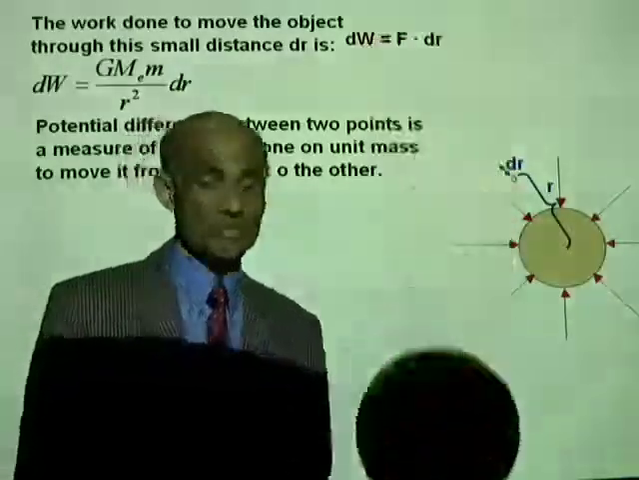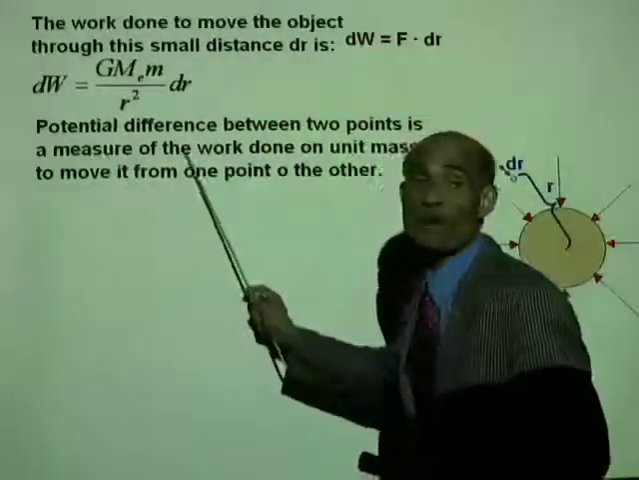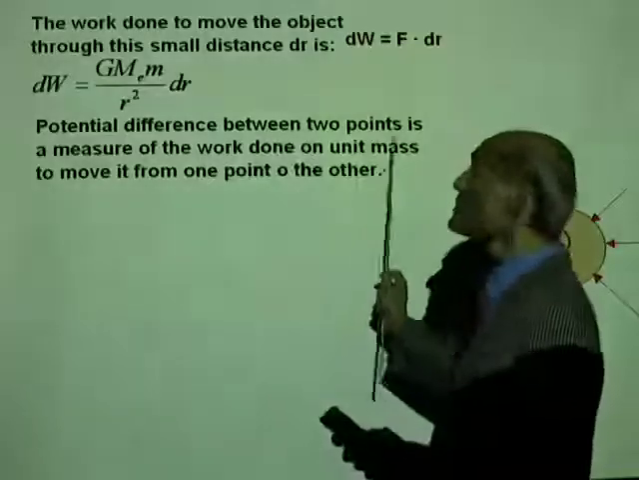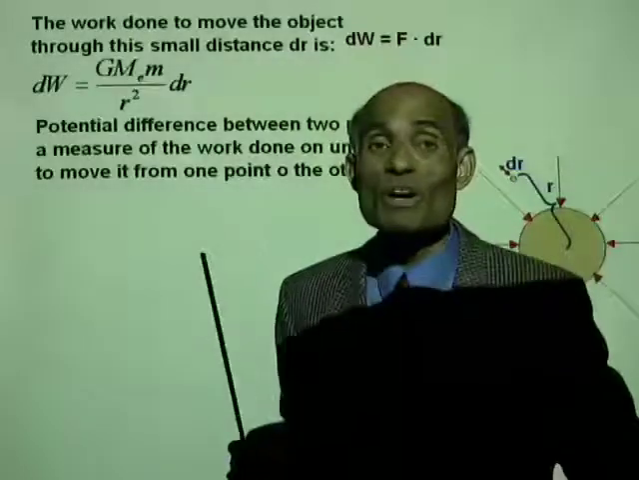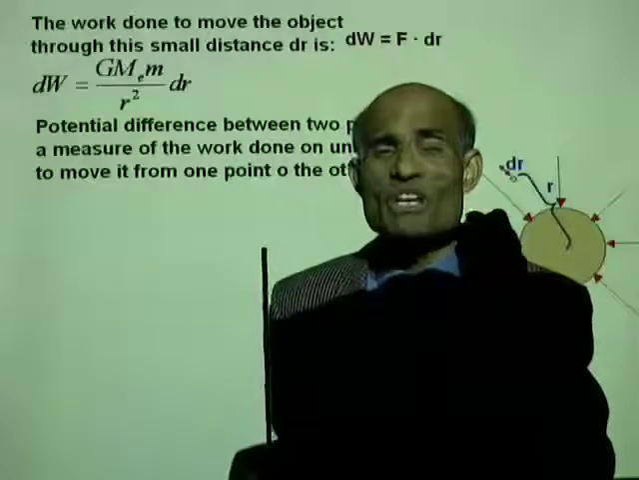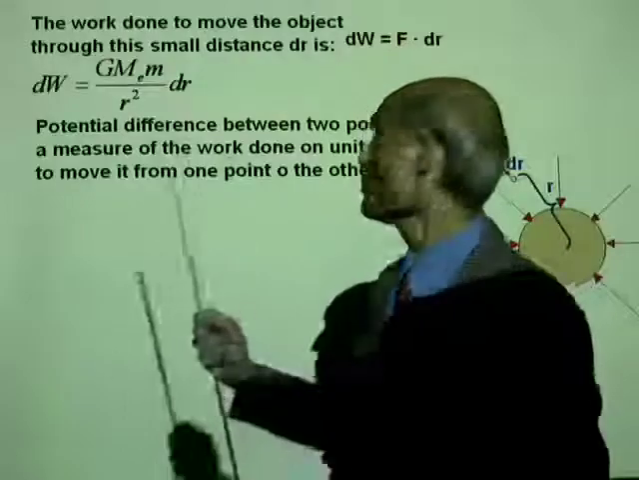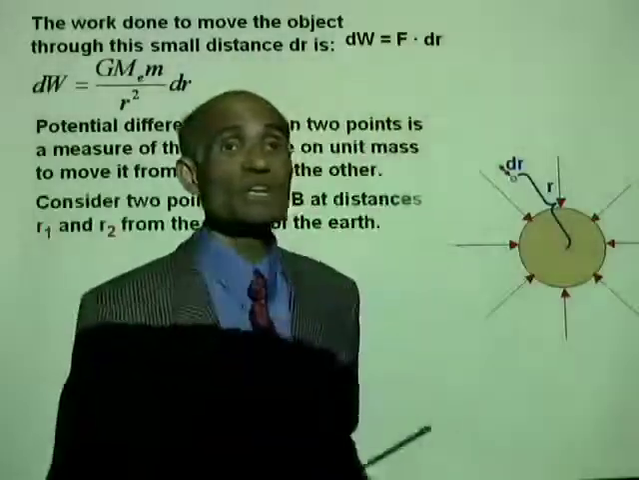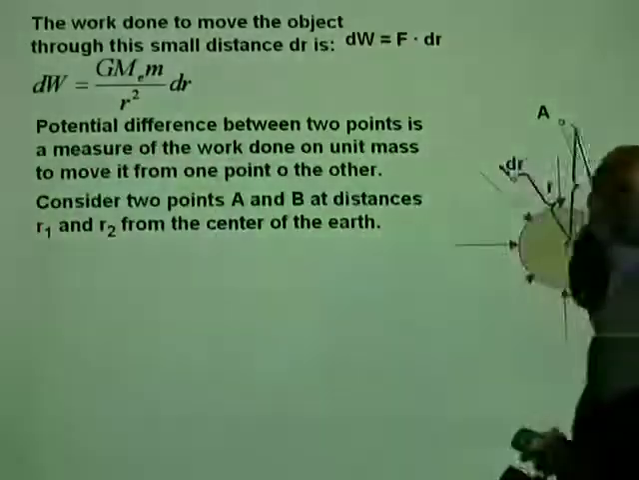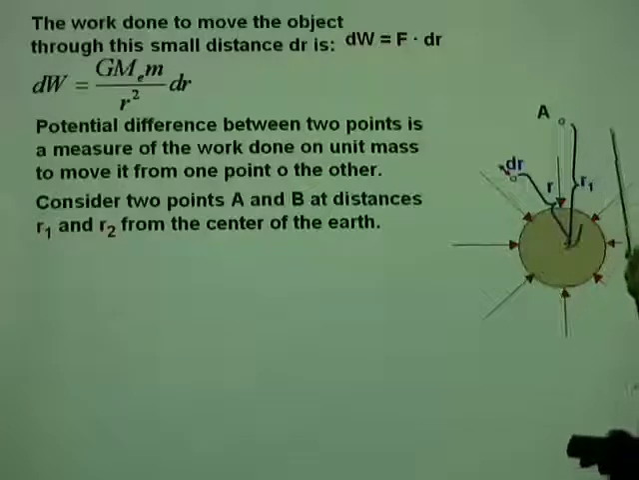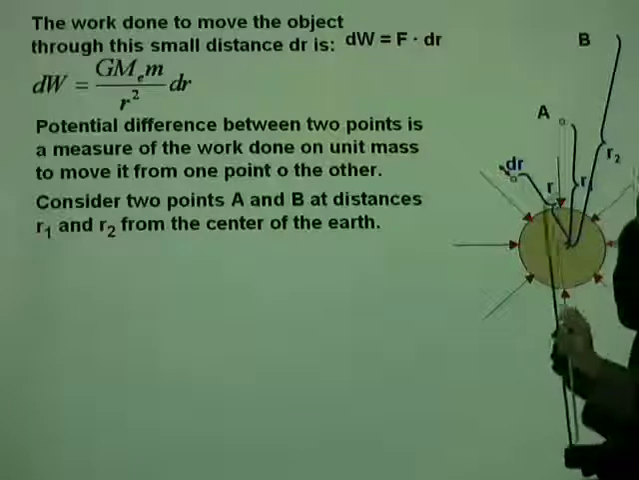You see that? So, potential difference between 2 points is a measure of the work done on unit mass to move it from one point to the other. In other words, the potential difference is a measure of the work done per unit mass to move it from one point to the other. Let's consider 2 points A and B. This is point A at a distance r1, and this is point B at a distance r2.